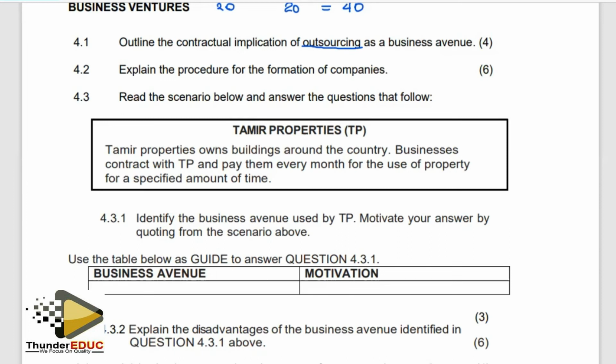It could be because they lack equipment and tools which can be obtained by another business. That's why they have to hire the services of another business to come and perform a certain task on behalf of this business. It is very common for a construction company to hire the services of an electricity installing company. So let's look at the contractual implications of outsourcing as a business. Let's go.